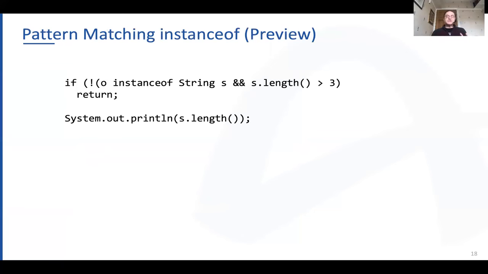And then there are some slightly odd things where you can do that and not necessarily get the results, or it may not be clear exactly how things are working. So you could do something like this. You could say if o instanceof String s and s.length greater than 3, not. If it's not that case, then you can return. Otherwise, you can print out s.length.